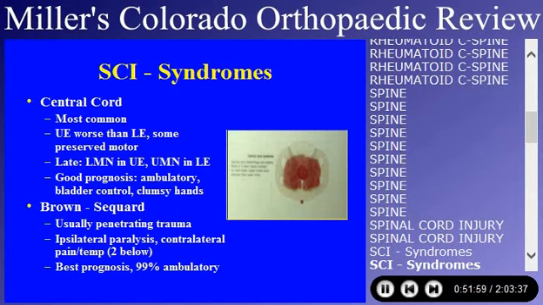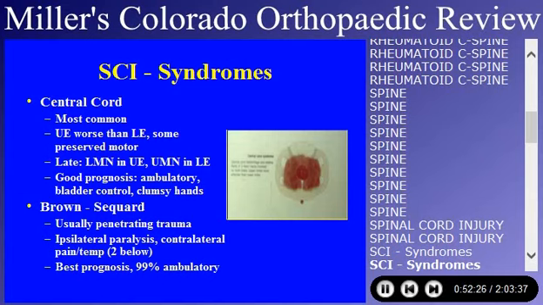Central cord syndrome has a good prognosis. Most of the patients will be ambulatory. Most of them will regain bladder control. They'll frequently have a spastic gait, and they'll have clumsiness of their hands, a lower motor neuron clumsiness of their hands. Brown-Séquard syndrome is less common, but it's more common nowadays because it's commonly a sequela of penetrating trauma.